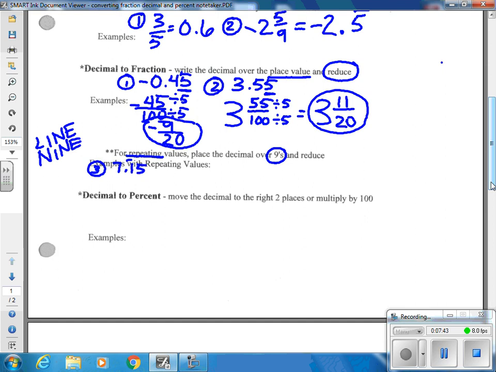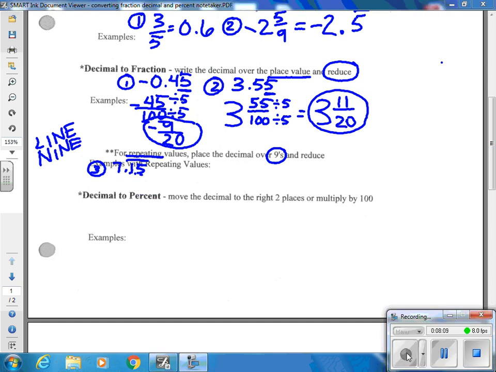7.15 and the line is over the 0.15, right? The 7 is a big number, so it stays big, right? And then the 15 is the one that's got the line over it. So that's what's going to need the 9s under it. So we have 7. You'll have to excuse the board. The board is acting weird today. Okay, and then 15 is going to go over top of 99. However many digits you have underneath the bar, that's how many 9s you're going to need on the bottom. Right?